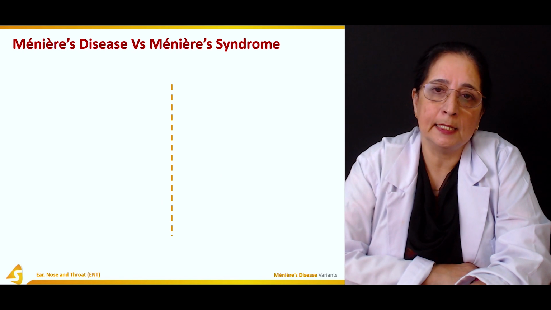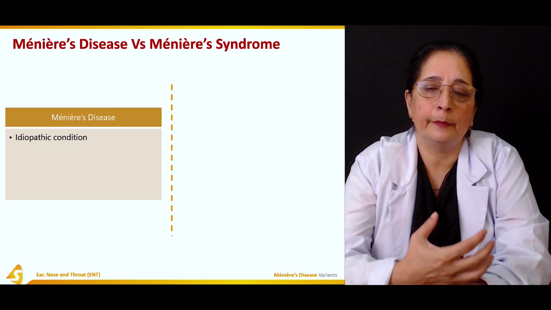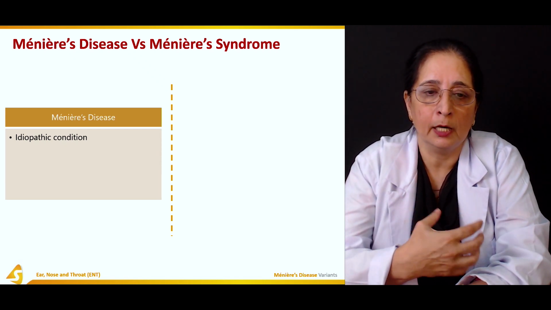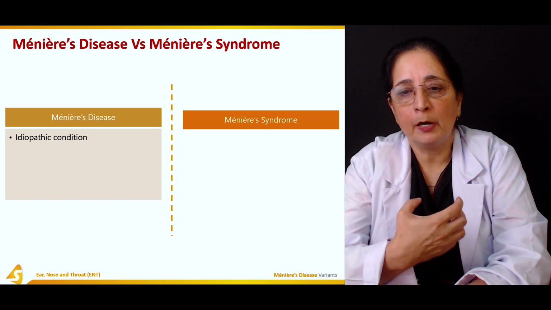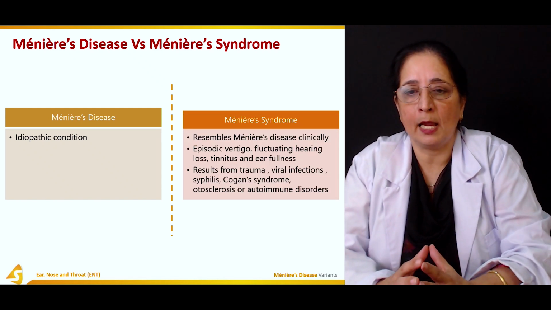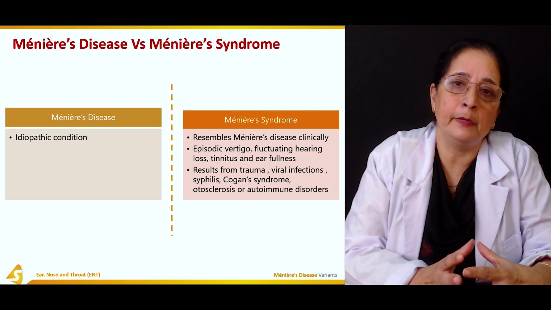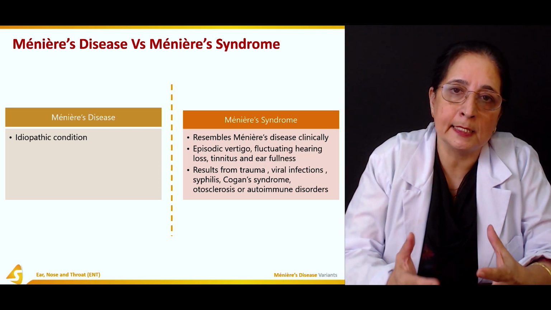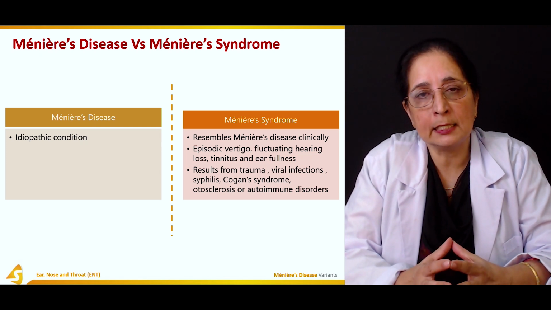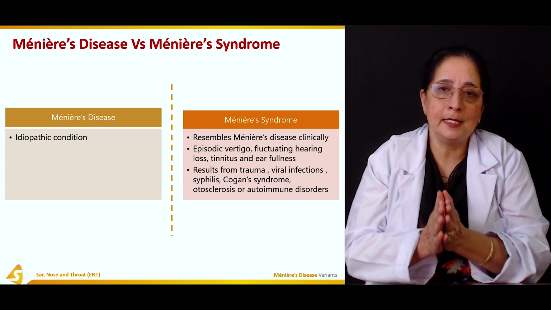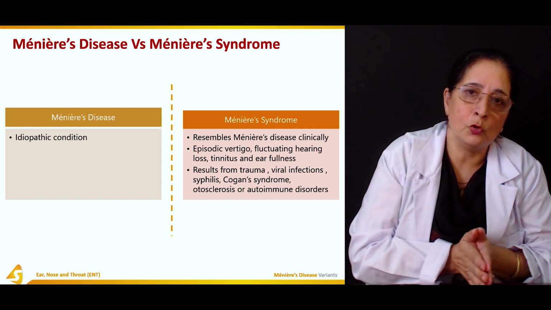Meniere's disease versus Meniere syndrome. Meniere's disease is an idiopathic condition, a condition of unknown cause. But when Meniere syndrome is present, there are different factors that can lead to symptoms like Meniere's disease. There might be vertigo, tinnitus, hearing loss, fullness, all that is present. But there is a cause for all these. So one is idiopathic, with no known cause.